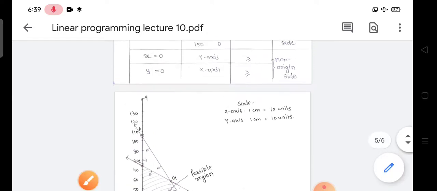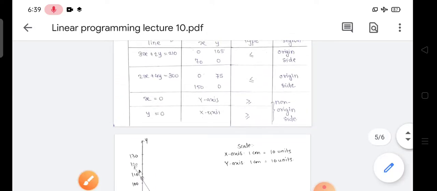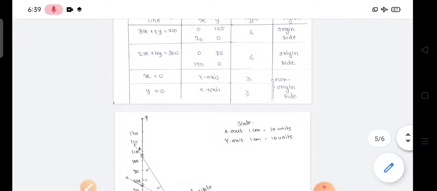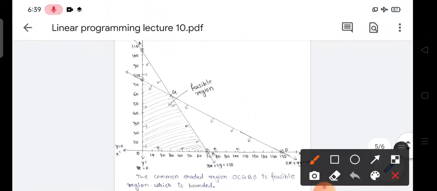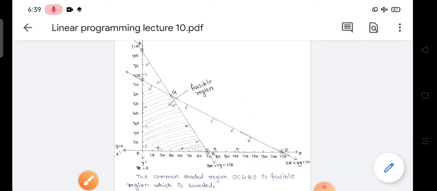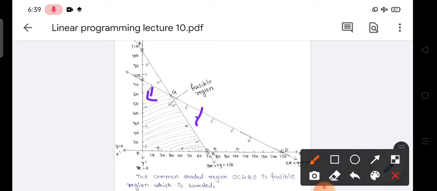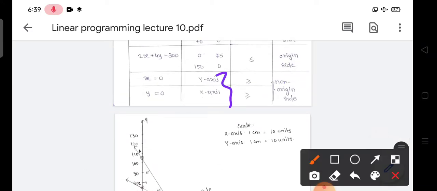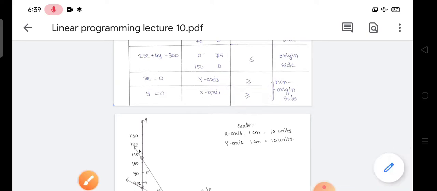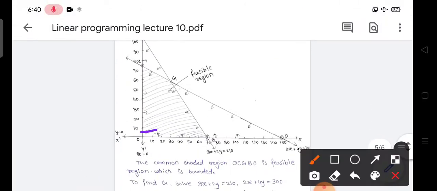Done. Second, 0, 75 and 150, 0. Draw a line passing through these 2 points. Constraint type less than or equal to, so the solution belongs to the origin side. And for the x-axis and y-axis the constraint type is greater than, that is non-origin side, outside here.